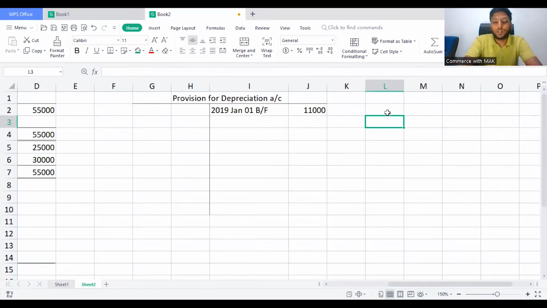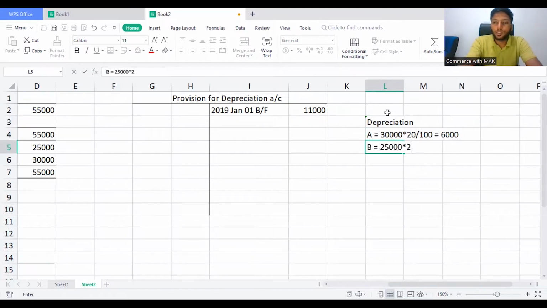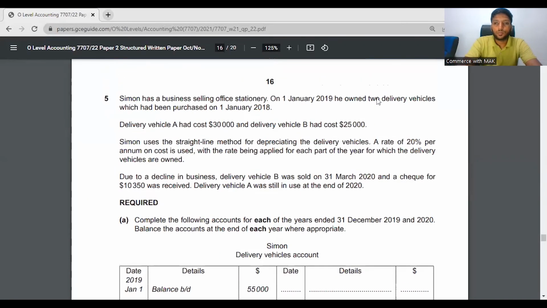Now I need to know the depreciation of vehicle A and B. A has a value of 30,000 and they are giving the straight line method at 20%. So 20 over 100 will give you 6,000 worth of depreciation every year. B has 25,000 and 20% is the depreciation rate, so it will give you 5,000 every year. That's how the 6,000 plus 5,000 makes 11,000 on the 2019 starting balance. How did I get this 20%? That's also given in the question: a rate of 20% per annum on cost is used. So we can take that into consideration.